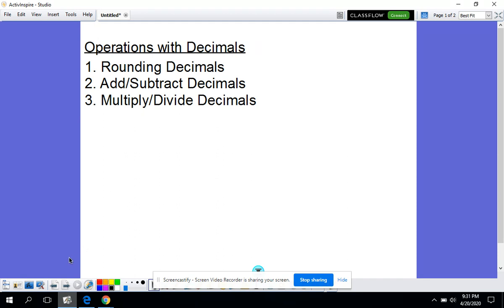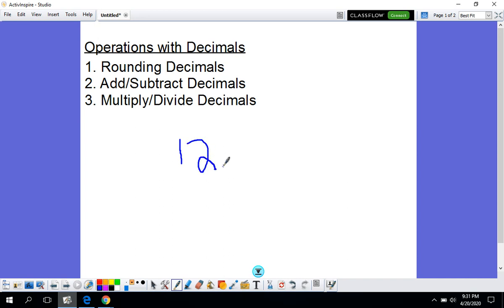I'm going to go over a strategy to help you round, and then hopefully you'll be successful when you're able to do it yourself. So say I have the number. Again, bear with me because I'm using my mouse to write this. Say I have 12 and 34 hundredths, and I'm rounding to the 10th place.